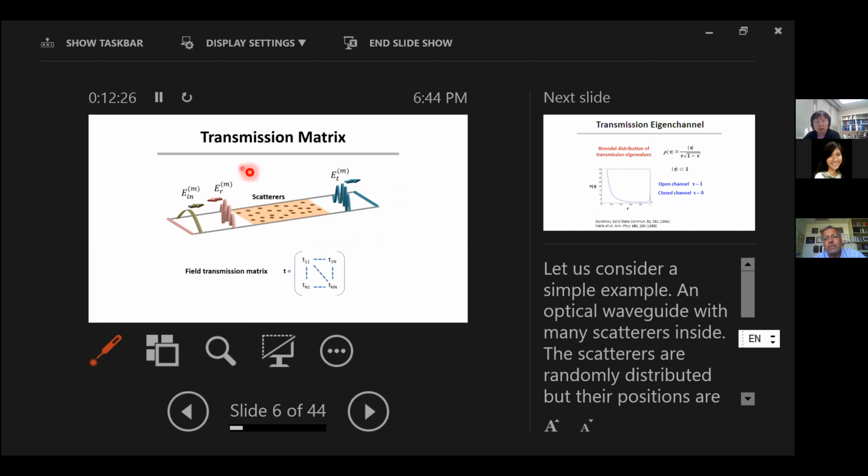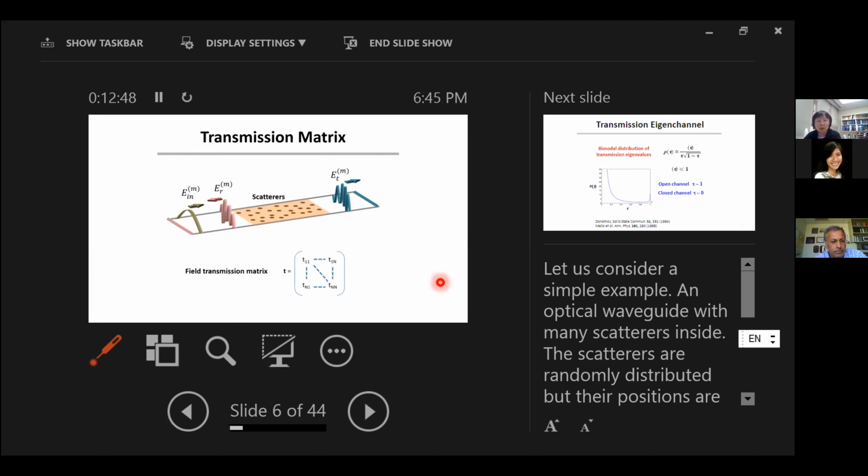Exactly. But I will give you another example later, with a very wide slab, which has open boundaries. Then you can still have this kind of transmission eigenchannel just going through without going to the side. Okay, thank you. But this is just one example. I'm going to give you another example later, okay?